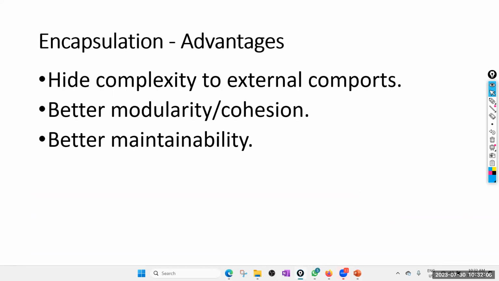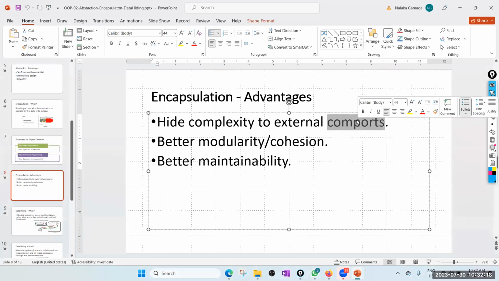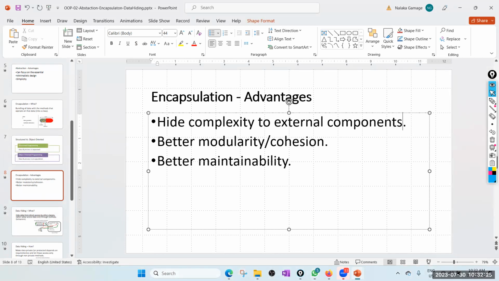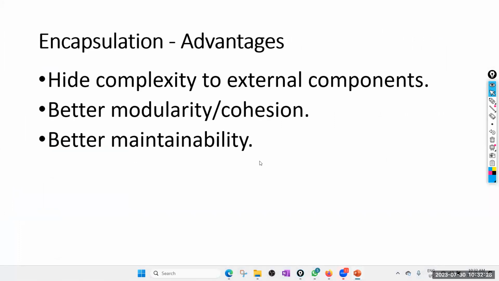So when you do proper encapsulation, it hides the complexity from external components. It gives you better modularity and cohesion, so related things are in one place, and better maintainability and reusability, because those components are now self-contained, like classes.